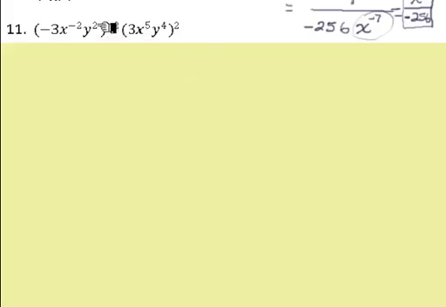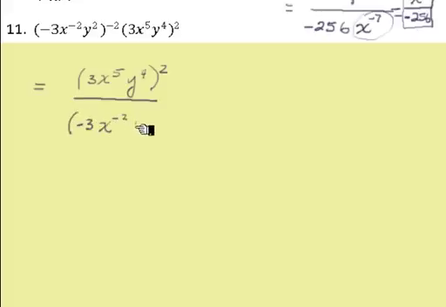In number 11, we have an exponential expression with a negative exponent. So the first thing we'll do is bring this whole expression in the denominator underneath the second expression. So we'll change this to 3x to the 5th y to the 4th squared. Okay, I'm just copying over the second expression. That'll stay in the numerator. And in the denominator, we'll have -3x to the -2 y squared, and I change this to a +2. So now we're ready to open parentheses, top and bottom.